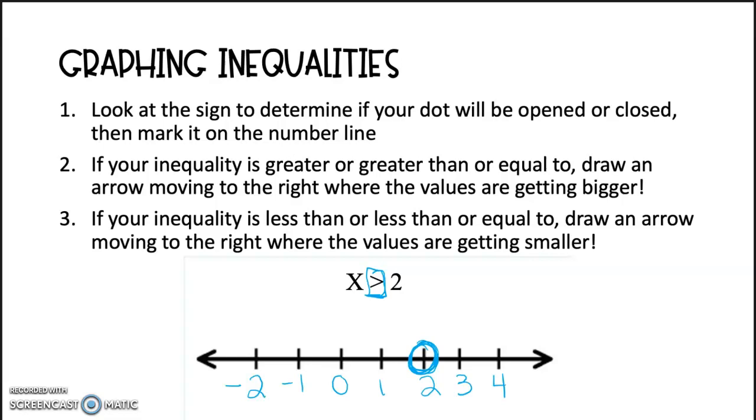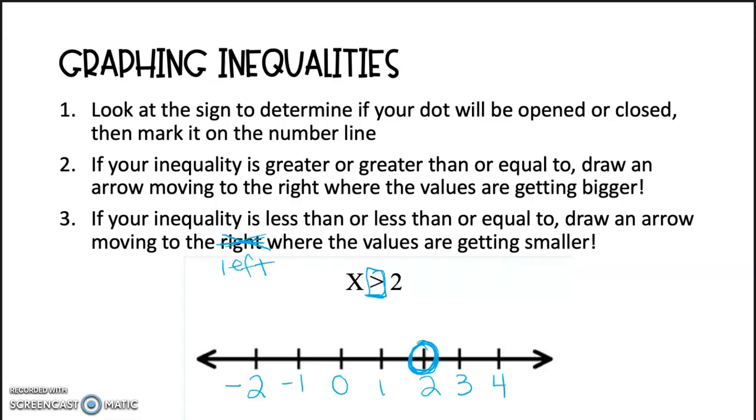So now we go to step 2. If our inequality is greater than or equal to, draw an arrow moving to the right where the values are getting bigger. So that is our case. The third step is to see if it's less than or equal to. And if that's the case, we're going to draw our arrow where the values are getting smaller, which is to the left. Oops, this says right. I'm so sorry. That would be left, where the values are getting smaller.